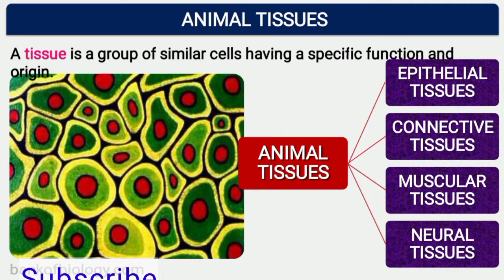Animal tissues are of four types: epithelial tissues, connective tissues. Epithelial tissues are in the outer skin, whereas connective tissues are in the blood, whereas muscular tissues are in the muscles, and neural tissues are in the nervous system. These are the four types of tissues in animals.